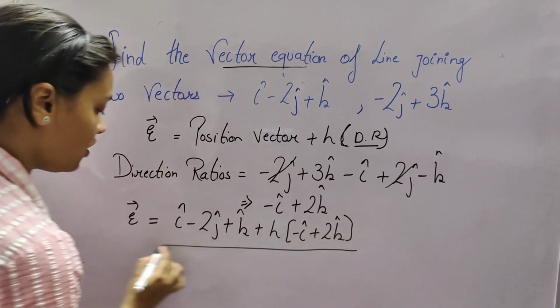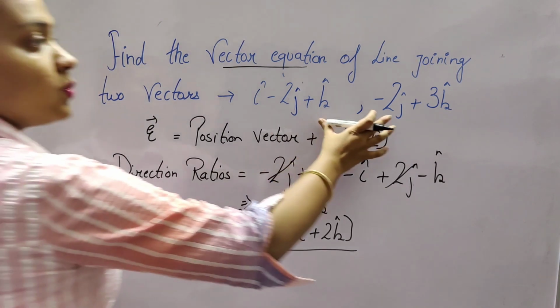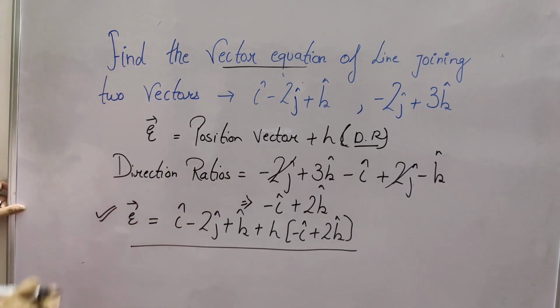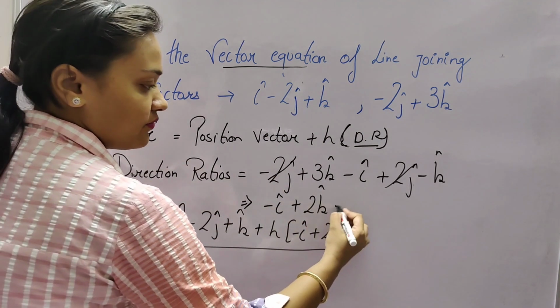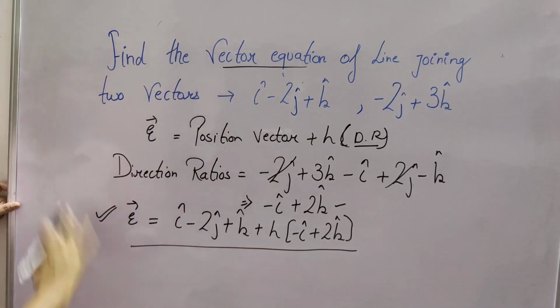So this is how you are going to form a vector equation where two points are given to you. You simply write the direction ratios and find out the value. Putting this direction equation in the question along with the position vector, you get your answer.